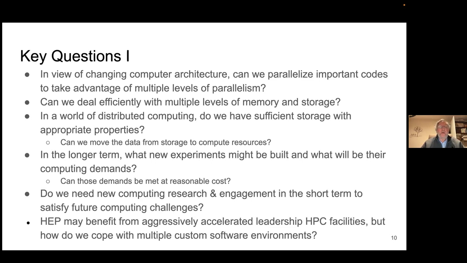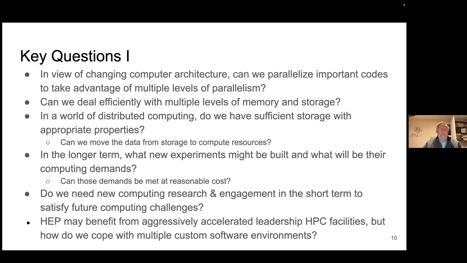So some of the key questions, in view of the changing computer architecture, how can we parallelize codes to take advantage of multiple levels of parallelism? Can we deal efficiently with multiple levels of memory and storage? We live in a world of distributed computing. Do we have storage where we need it? This is particularly important for experiment. But as a theorist, I know I'm moving files around the country a lot myself. And then in the longer term, what experiments might be built, what are their computing needs? That's not too pertinent to theory. But we have to know if we can meet those demands.